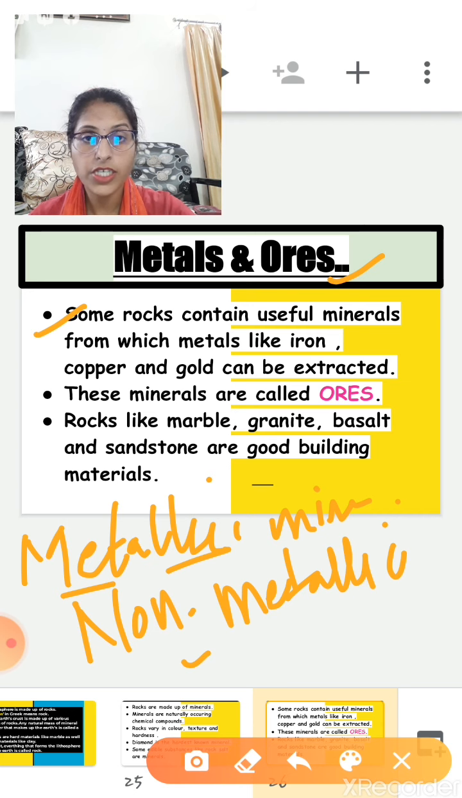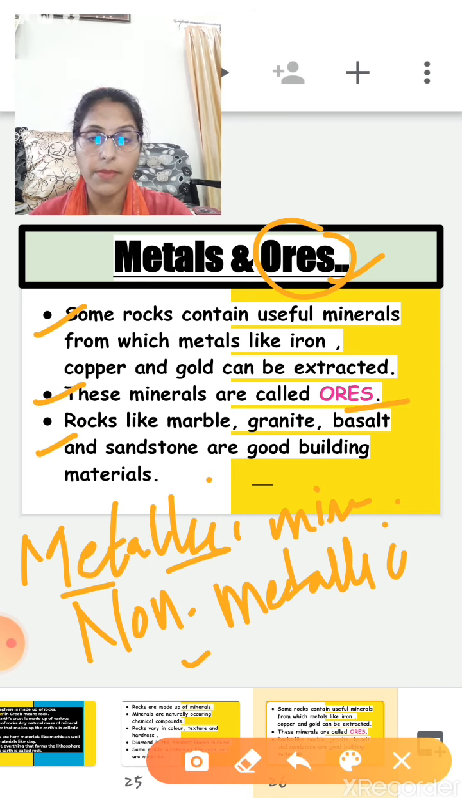A rock in which a particular mineral is found in a large percentage is called an ore, right? Ores means a rock in which a particular mineral is found in a large percentage. So these minerals are called ores. Rocks like marble, granite, basalt and sandstone are good building material.